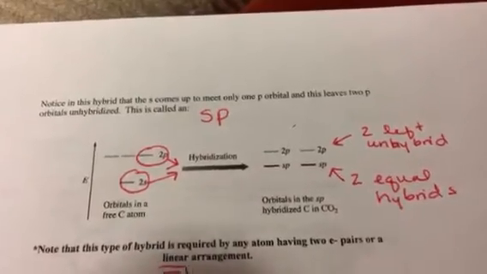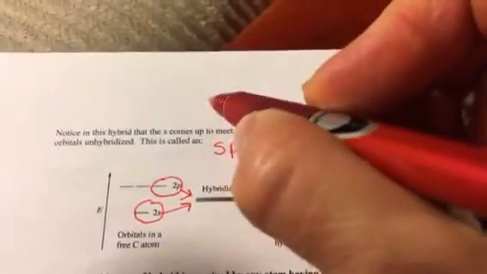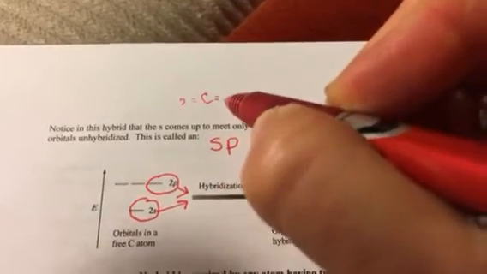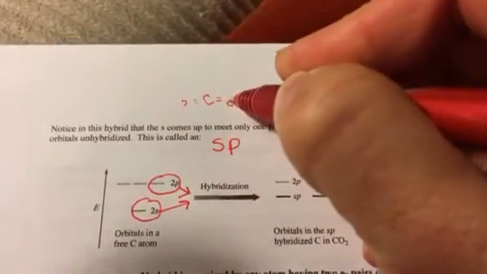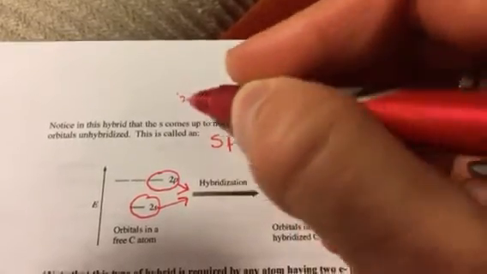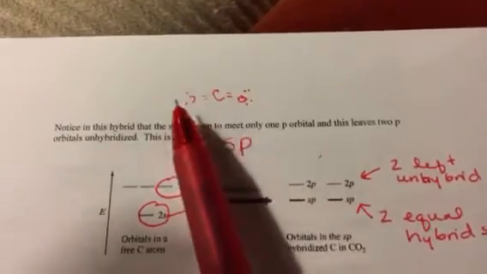All right, so for CO2, remember it looks like this. Okay, sorry, bad drawing. All right, so remember we have CO2. It has two domains, so it should be 180 degrees.